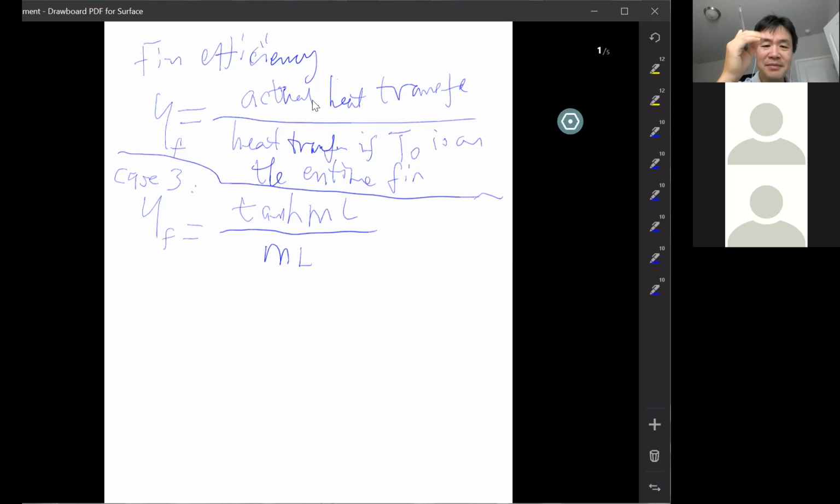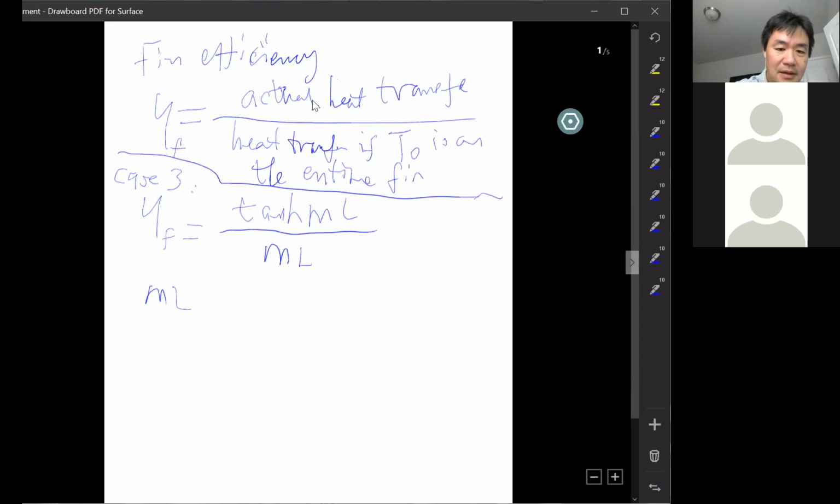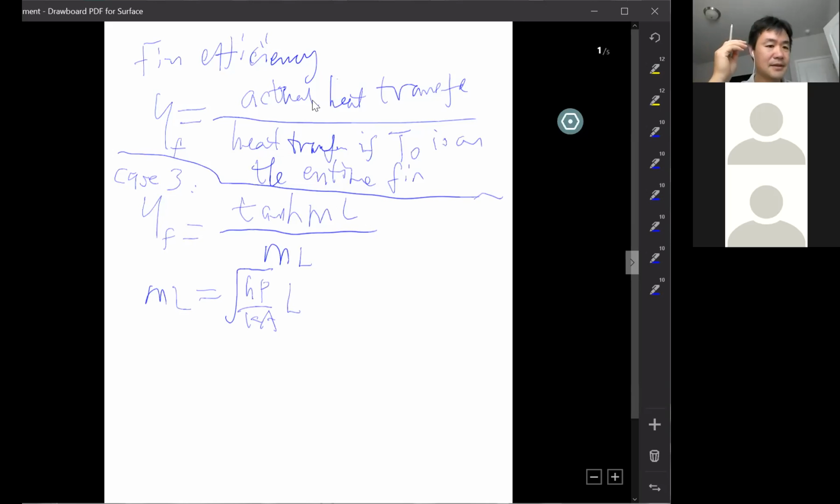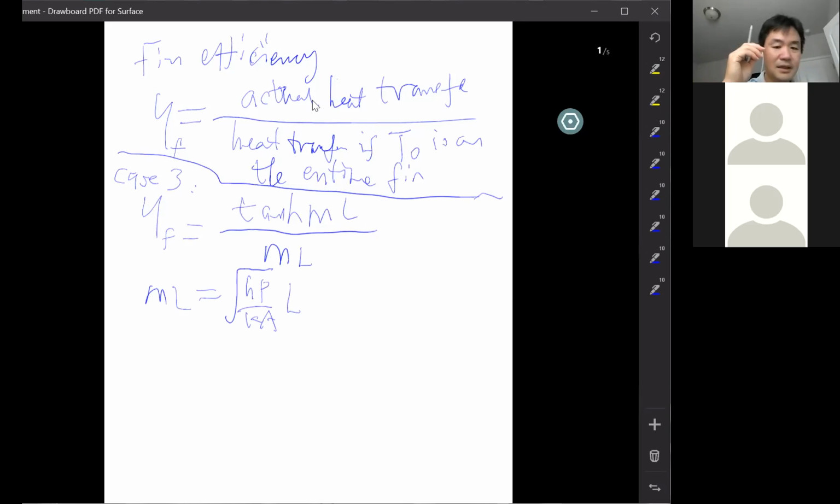m, do you still remember what m is? m is that coefficient, the square root of hP divided by kA. So mL, I can rewrite it here. Do you remember this equation? Last time we introduced m, right? L is just L, the length. There's some simplification we're going to make here for calculating m.